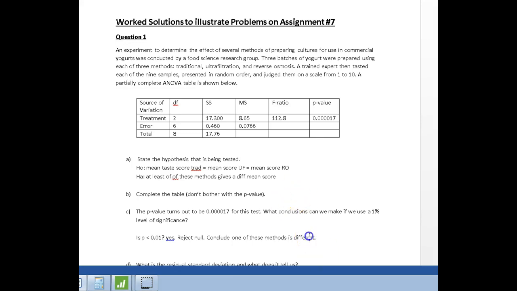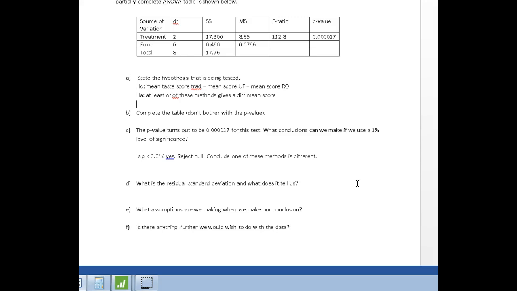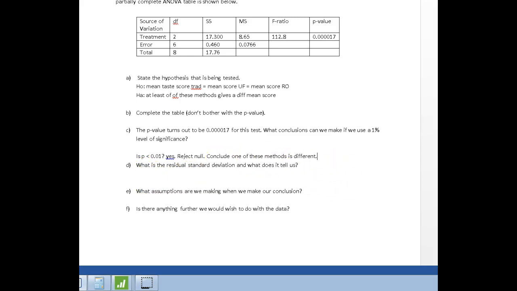Okay, once we decide it's different, we generally want to know how they are different, whether the traditional gives me higher, I don't even know what this is. What are we measuring? Oh, we're measuring taste. Whether or not the taste is higher for traditional versus ultrafiltration versus reverse osmosis. But in this question we do not have raw data, and we don't have any idea what the treatment means are, so not much we can do on that one. So we conclude one of these methods is different. That's all we can conclude. I have no idea which one's highest, lowest, or whatever.